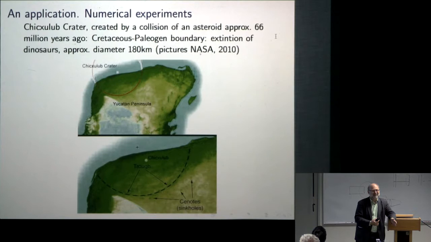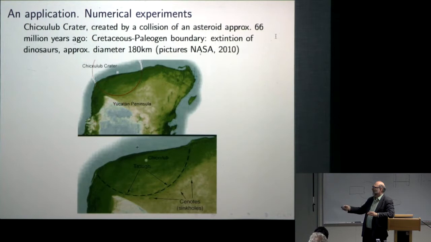Okay, so let me show you one experiment. The second thing you may remember from this talk is Chicxulub. That's the name of the crater in Yucatan that was formed by the asteroid 66 million years ago that was partially responsible for the extinction of the dinosaurs. Chicxulub is not Spanish, it's Mayan. It's the name of this town. And it's approximately 120 miles, 180 kilometers in diameter.